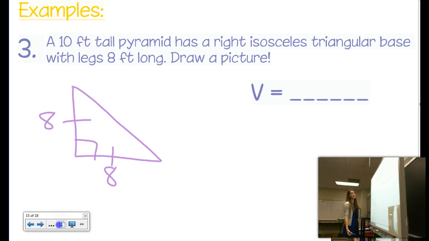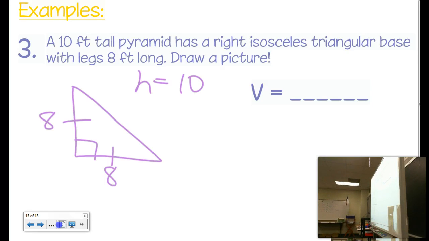And the pyramid is 10 feet tall. I'm not even going to try to draw the pyramid. I'm just going to say H is 10. You don't have to draw the pyramid. Nowhere on your test is it going to test you over, can you draw a pyramid? Volume. What's the formula for volume? Base times height divided by 2. I gave you the height.